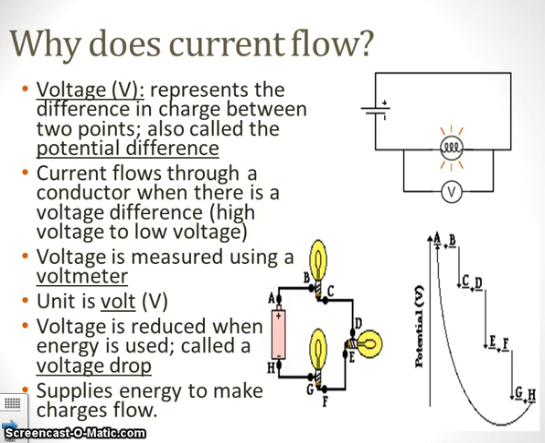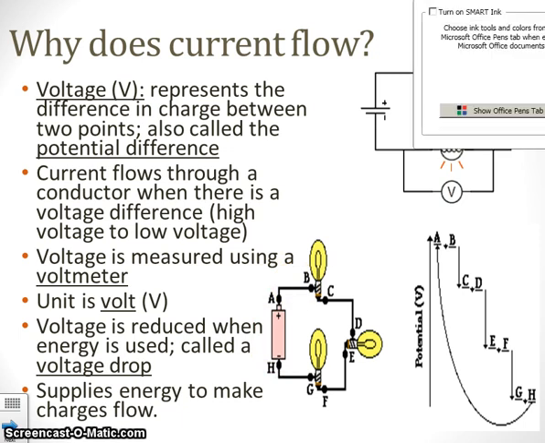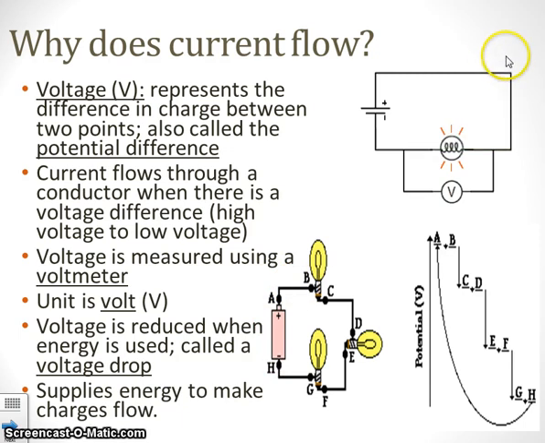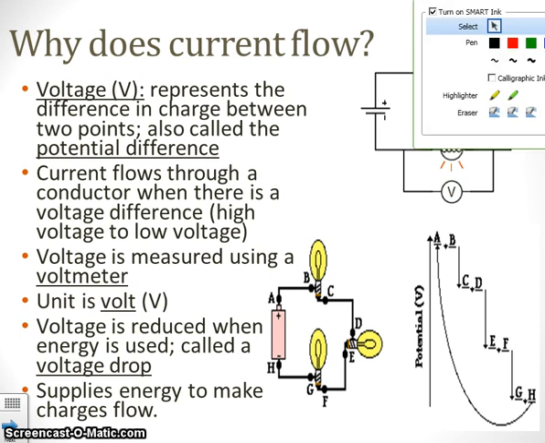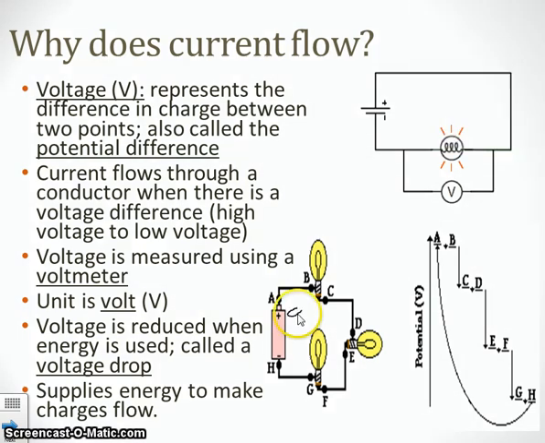For example, if we said this was a 9-volt battery, or a battery that was 9 volts, then I could put in 9 volts on that side, and 0 volts on this side. So the positive side would have 9 volts, the negative side would have 0 volts. The electric current will flow through these wires and through these light bulbs in this direction, positive to negative.